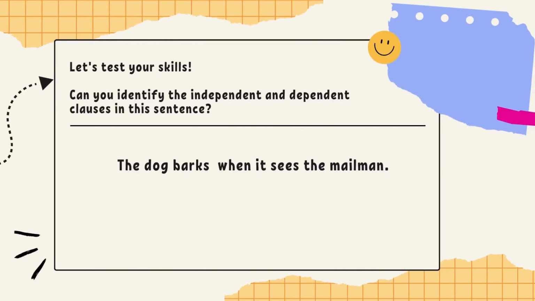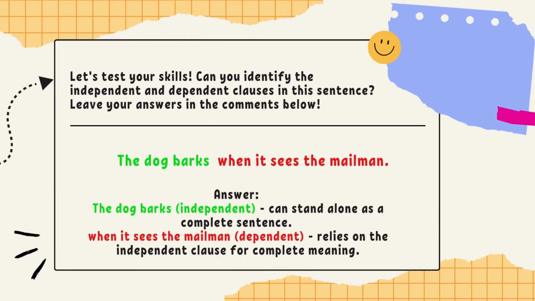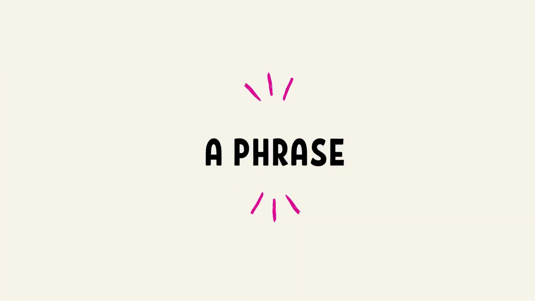Let's test your skills. Can you identify the independent and dependent clauses in this sentence? Pause the video and try to get the answer. The dog barks when it sees the mailman. The answer: the dog barks is an independent clause, it can stand alone as a complete sentence. When it sees the mailman is a dependent clause, it relies on the independent clause for complete meaning. Now that we understand the foundation, clauses, let's explore different ways to build powerful sentences.